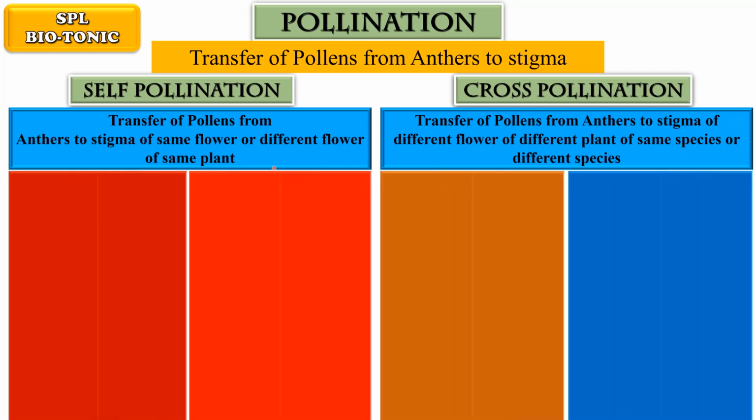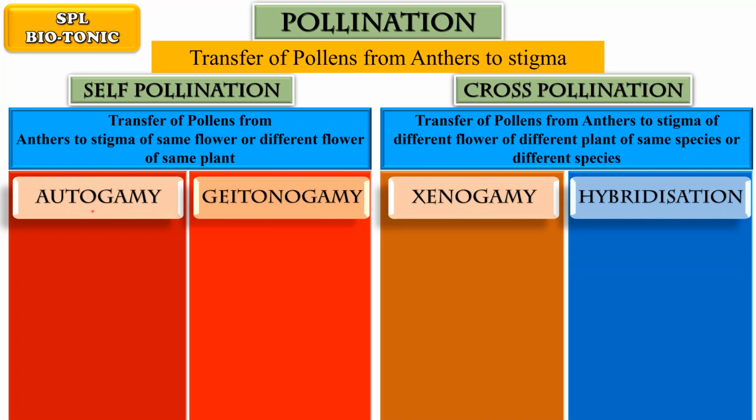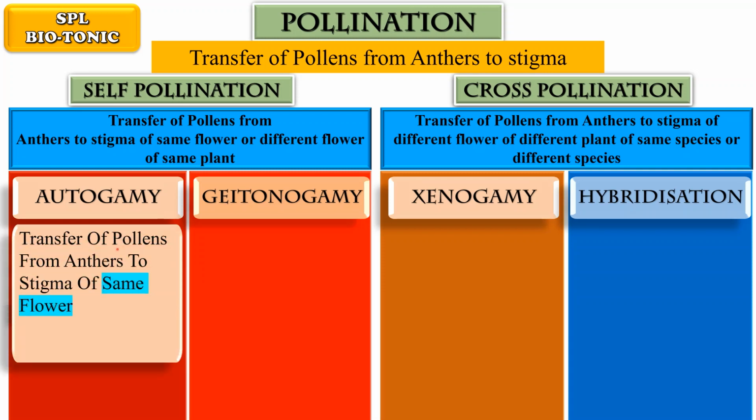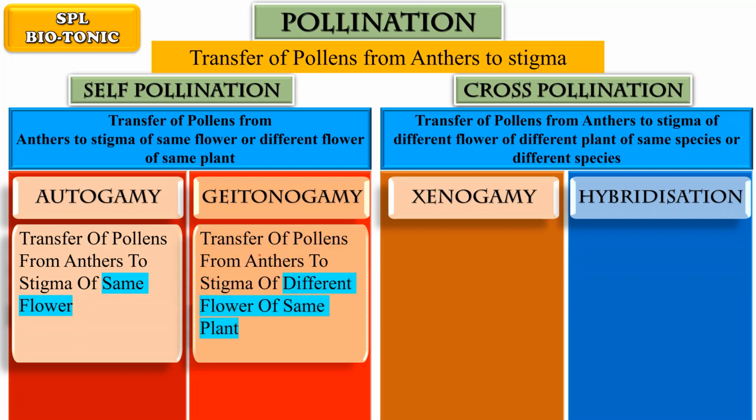Students, there are two types in self-pollination, and they are autogamy and geitonogamy. Similarly, xenogamy and hybridization are two types in cross-pollination. These terms are very easy to understand. Now, in autogamy, there is a transfer of pollens from anthers to the stigma of the same flower. In geitonogamy, pollens are transferred from anthers to the stigma of a different flower but of the same plant.